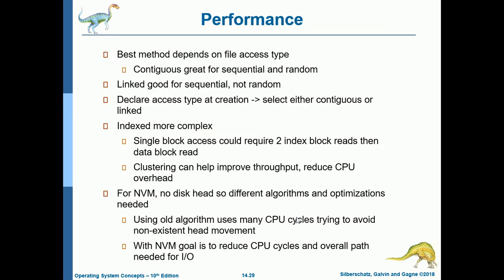So performance, which of them is the best? The best method depends on file access type. Contiguous is great for sequential and random. Linked allocation is good for sequential but not random access. Then declare access type at creation, and select either contiguous or linked.